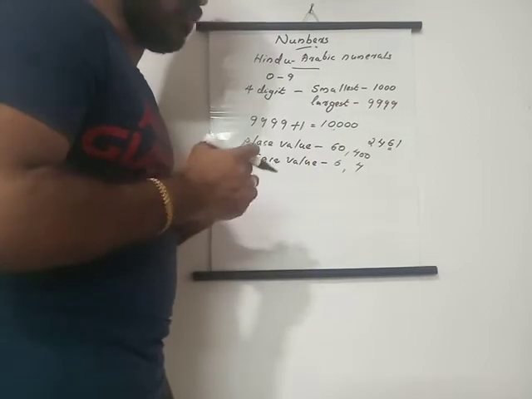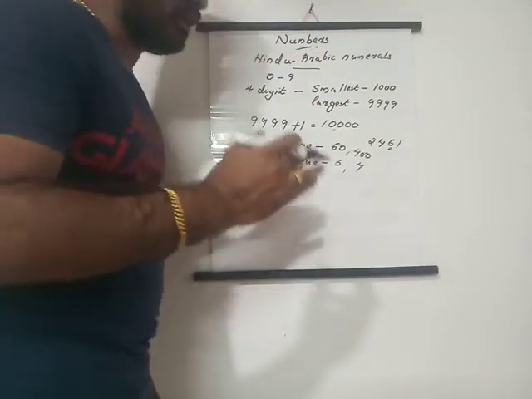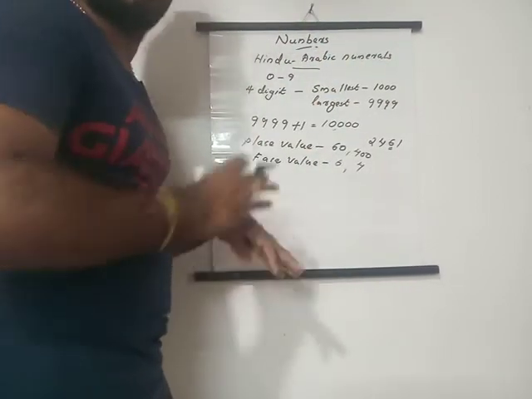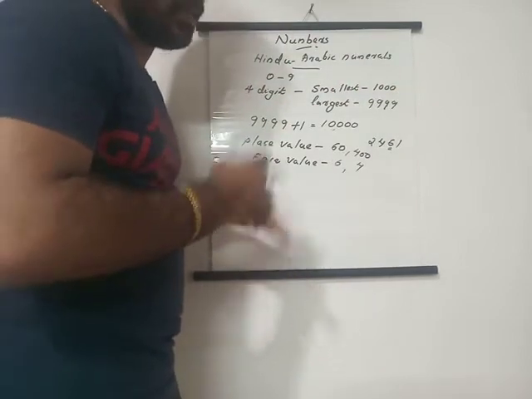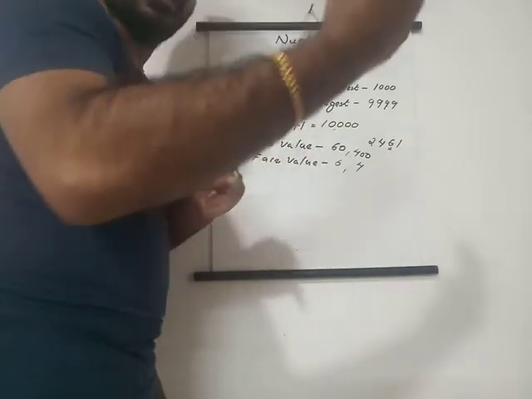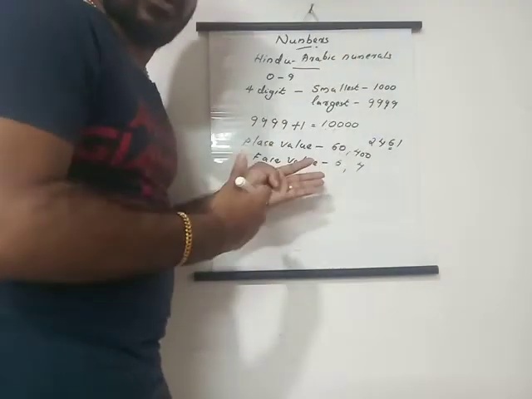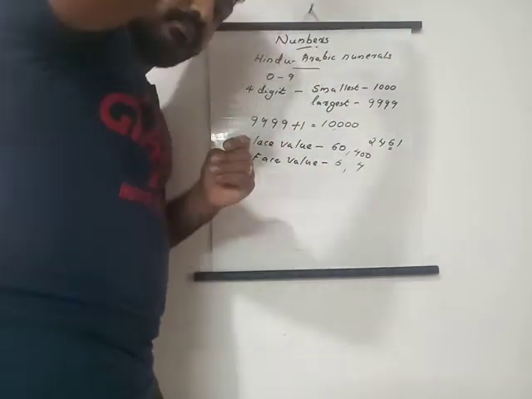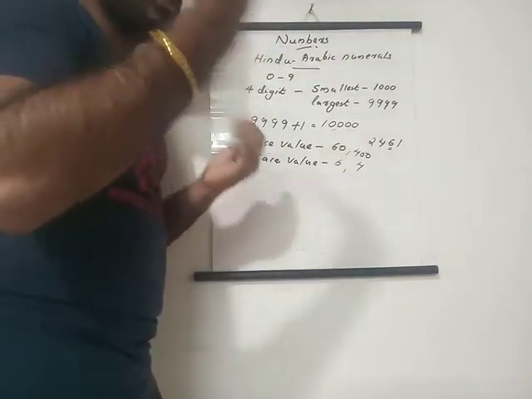And the final thing, we already know how to write numbers in ascending and descending order, isn't it? That is also an important thing. Ascending order means increasing order, small to big. Descending means decreasing order, from big to small. That we also learned.